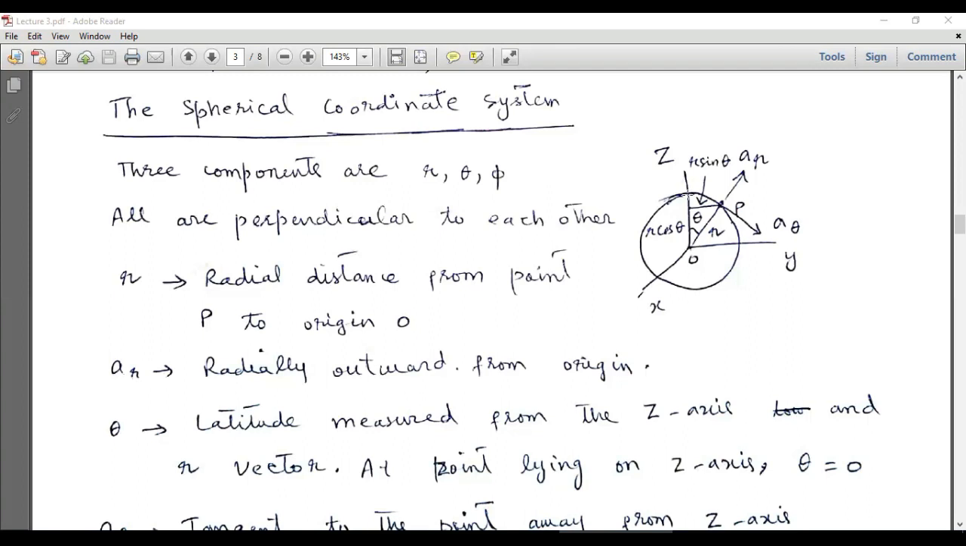If our point is lying on the z-axis, then theta will be equal to 0, and theta increases when this point moves along the sphere in the lower direction. So this angle theta will be increasing, and definitely the direction of a theta is the direction in which theta increases. It will actually be the direction tangent to this point, away from the z-axis. Similarly, if our point lies over here, then the direction of a theta will be in this direction, tangent to the point.